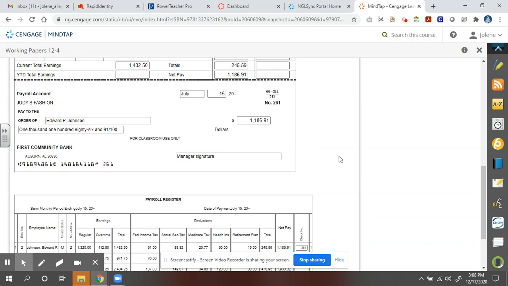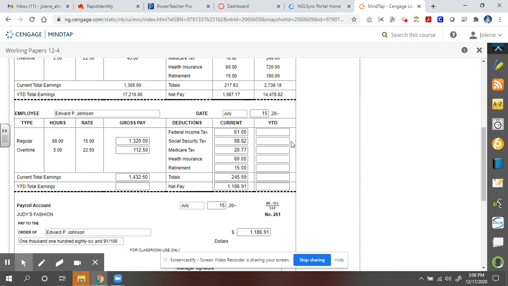$1,186.91. Now we're not quite done yet. We still have to fill in these boxes and this box right here. Okay, so this is gross pay. Gross pay, this is before deductions. His total gross pay, total year-to-date earnings is 17,218 plus this paycheck, 1,432.50. You're adding gross pay to gross pay.